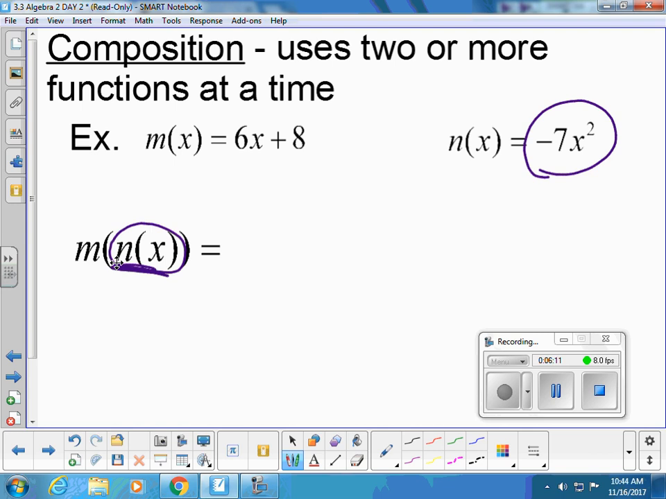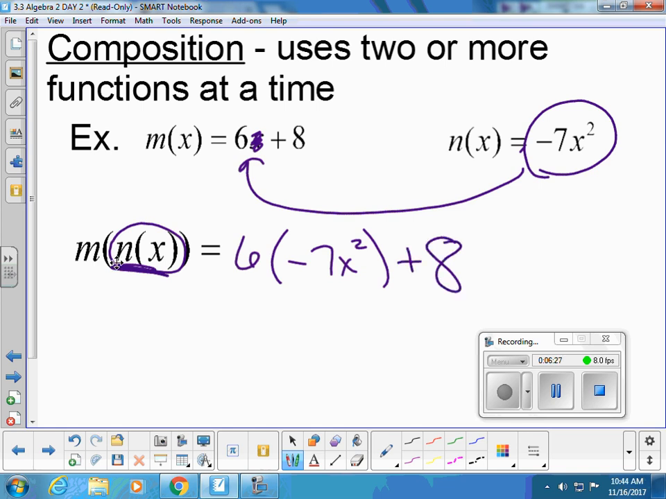I'm basically going to pick this up in a ball, come over here and plop it in place of x right there. See that? So it will be 6 parentheses negative 7x squared, that's where I plop function n of x, plus 8. You see how that works? It's very weird, and you have to definitely visualize what's happening. So you pick it up, you place it inside of this function in place of x. You substitute it in.